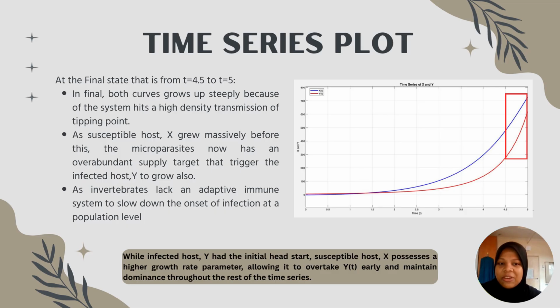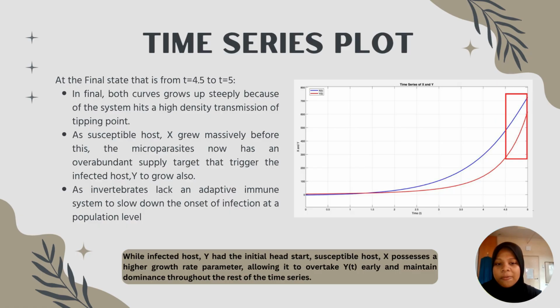And finally, from T4.5 to T5, we see a dramatic simultaneous surge as the system hits a high-density transmission tipping point. Because the susceptible host population X grows so massive during the divergent phase, the microparasite now has an overabundant supply of targets. This triggers a hyper-efficient wave of mass transmission, causing infected hosts to skyrocket. Furthermore, because invertebrates lack an adaptive immune system to slow down infection at a population level, the disease spreads unchecked, forcing both curves upward in a final, runaway exponential explosion.